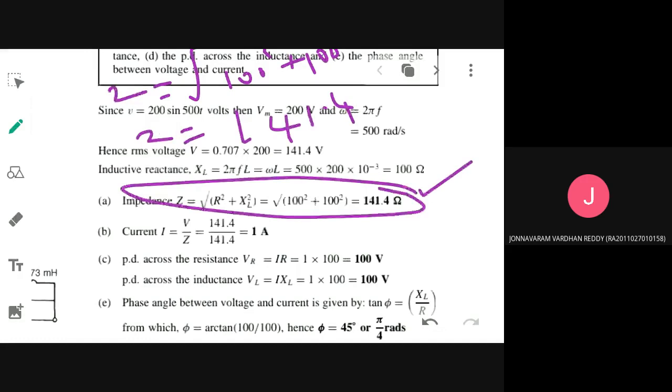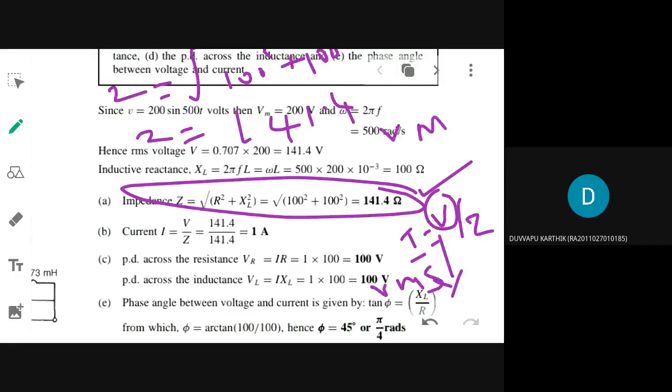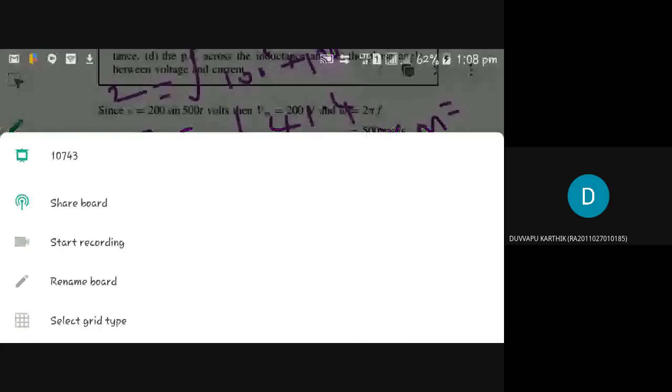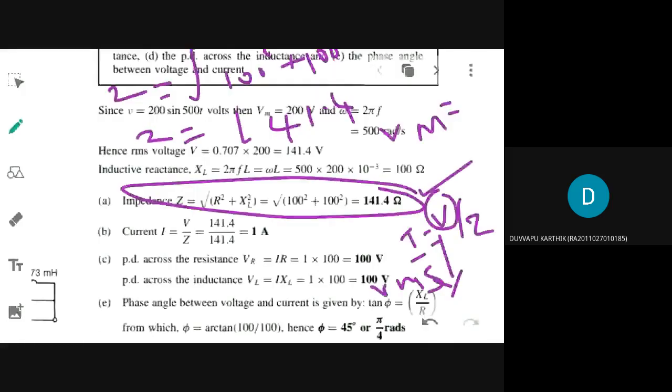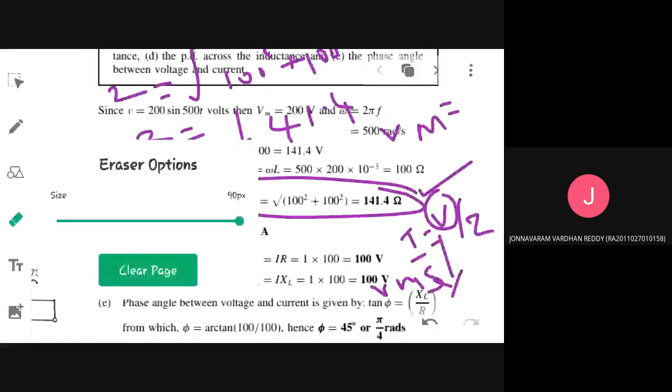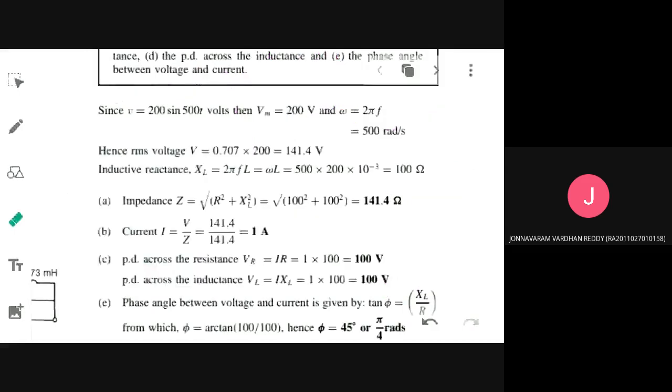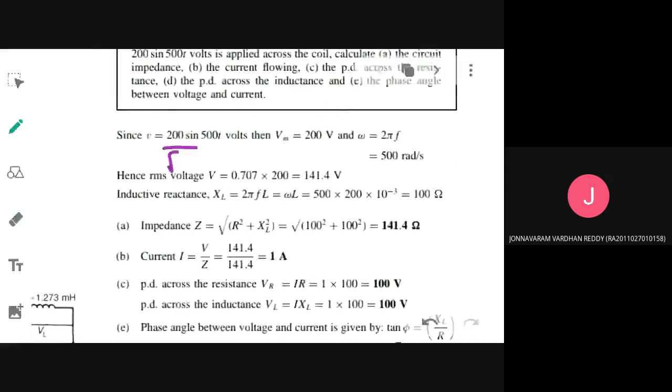Current. You have calculated impedance. Next, they have asked current. Current is given by the formula V divided by Z. Z is just now found out. What about V? You have to substitute the RMS value, but they have given the peak value. What is the peak value that they have given? 200. Divided by root 2, Vm divided by root 2, so the RMS value will be 141.4 volt.